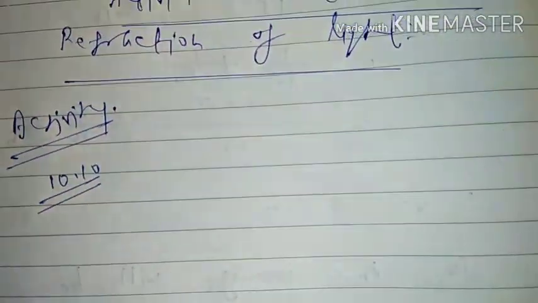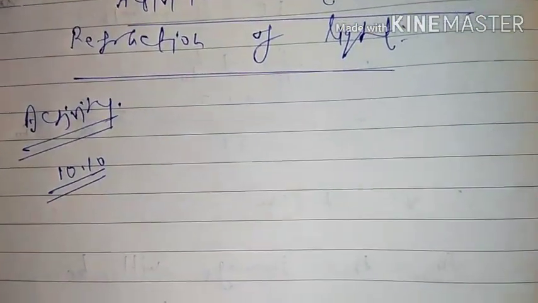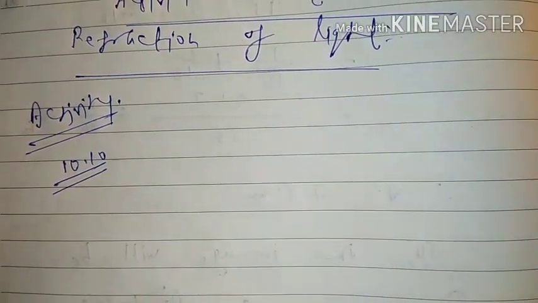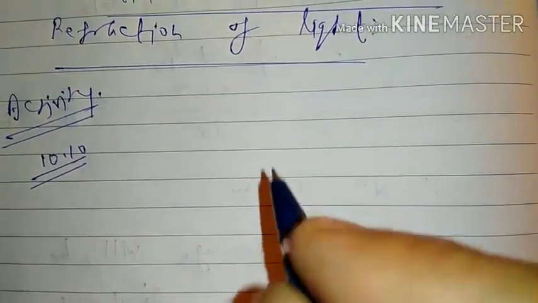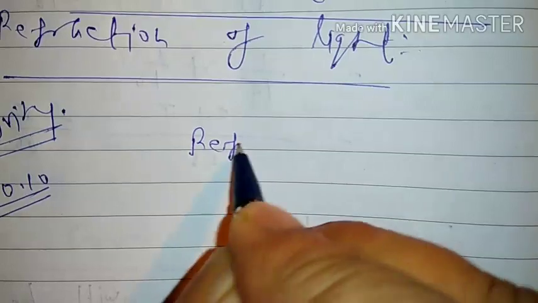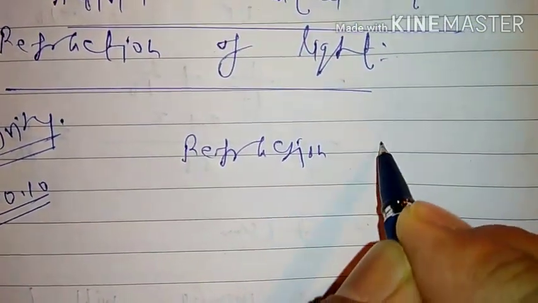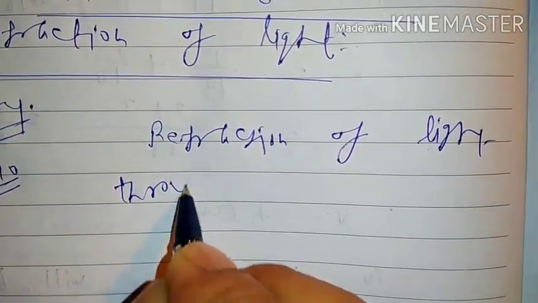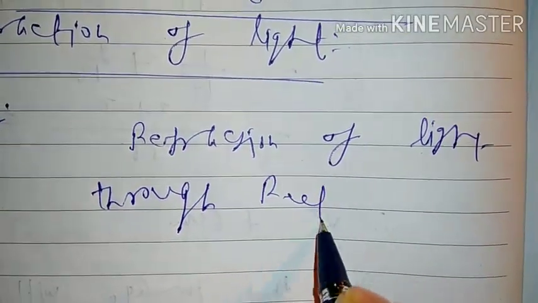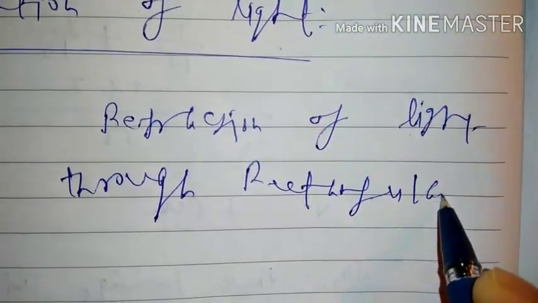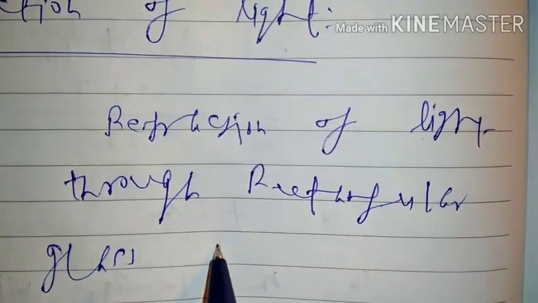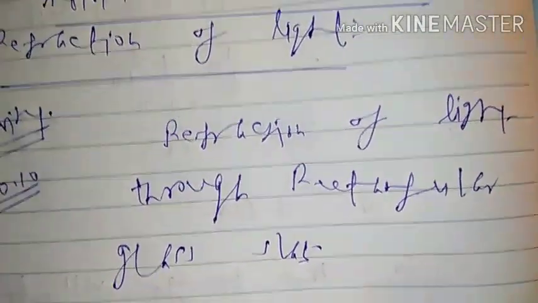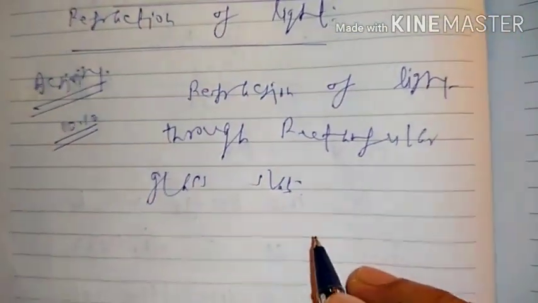It is very important for us because it is part of the theory and it is a very important practical of our class 10 physics also. So this activity states refraction of light through a rectangular glass slab. It is very important that this topic is also given in class 8 physics.